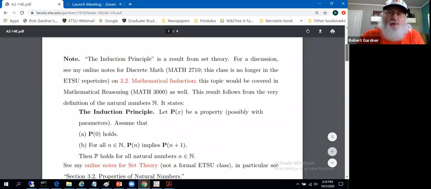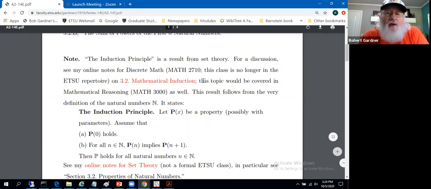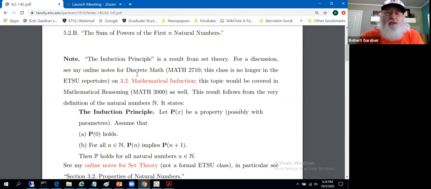The induction principle really comes out of the area of math called set theory. I have a bit of a discussion of this in some notes I prepared for discrete math. A link is given in the notes posted online. This discrete math class no longer exists at ETSU. We have math reasoning, Math 3000, that would cover these topics as well. I don't have notes online for that just yet. But math induction is usually covered in a sophomore, junior level class. So doing it in Calculus 1, well, it comes in supplementally.